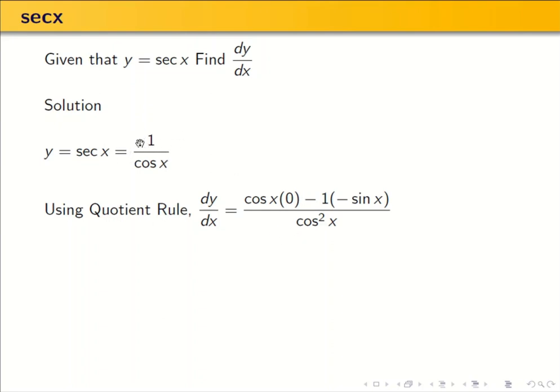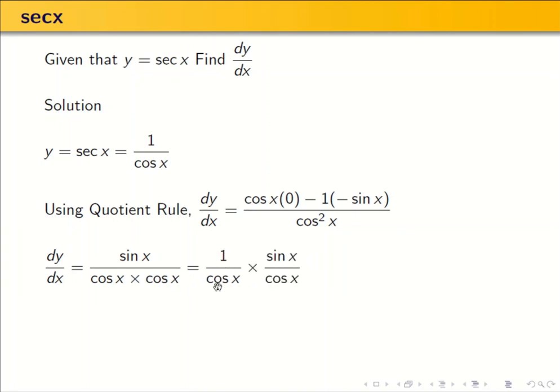And minus this one times the differential of this, which is minus sine x, all over the v squared. Okay, so this times that will give me 0, so it becomes this times this, which will give me plus, so it becomes sine x over what? Cos x times cos x, that is cos squared x, right? And now this will give me 1 over cos x times sine x over cos x. Okay, now this is equal to what?